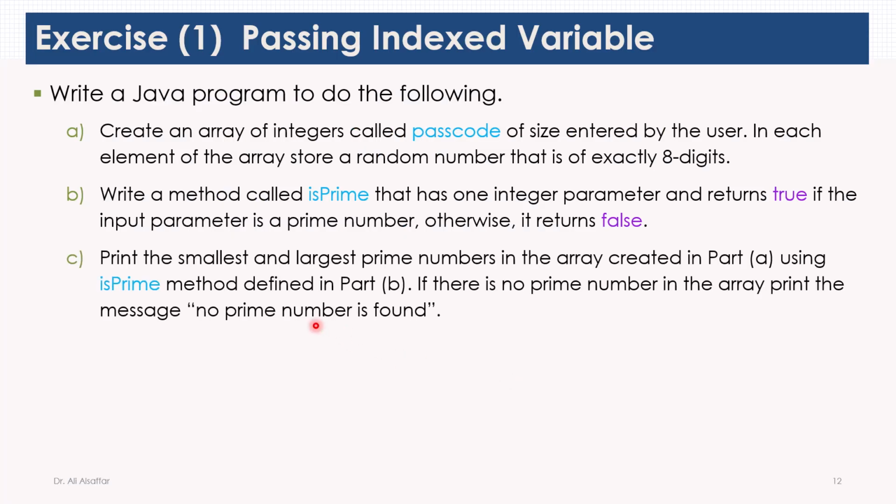In the last part, we want to print the smallest and largest prime numbers in the array created in part A, using the isPrime method that is defined in part B. If there is no prime number in the array, print the message no prime number is found. Let us do that in JGrasp.